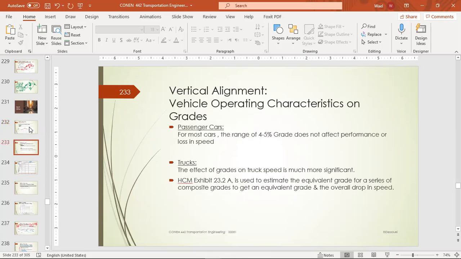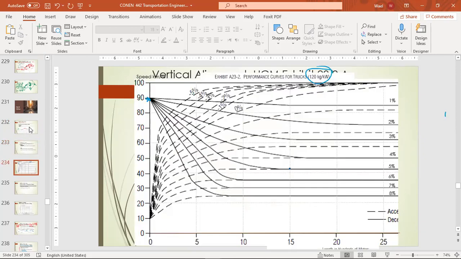So, as we mentioned, for passenger cars, a 4 to 5% grade does not affect their performance. But for trucks, that means a lot. It affects the speed significantly. And we have discussed this chart. This is for trucks entering at a speed of 90 kilometers per hour with a weight to power ratio of 120 kilograms per kilowatt.